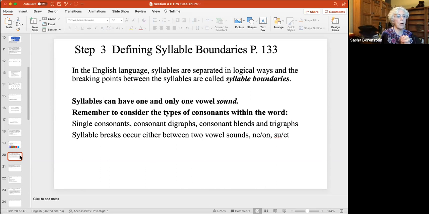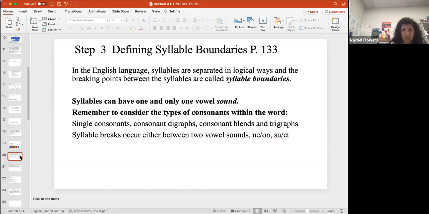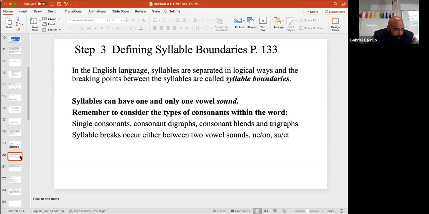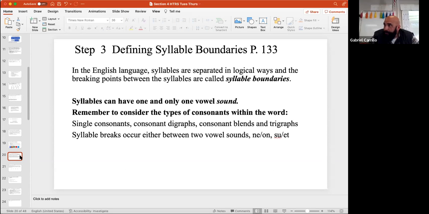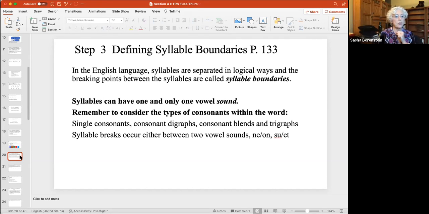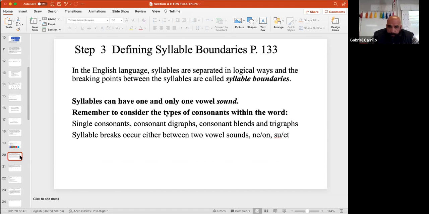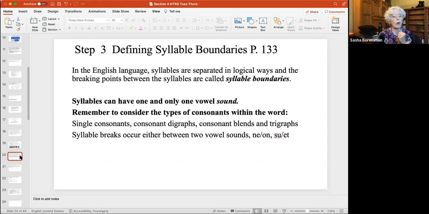Anybody willing to do a trigraph? Gabriel? A trigraph would be three consonants making one sound. No, 3 consonants making 3 sounds. Yeah, and that was tricky. Digraph is 2 making 1, so it would be logical, but we have STR. We don't have many, or SPL. Those would be trigraphs.